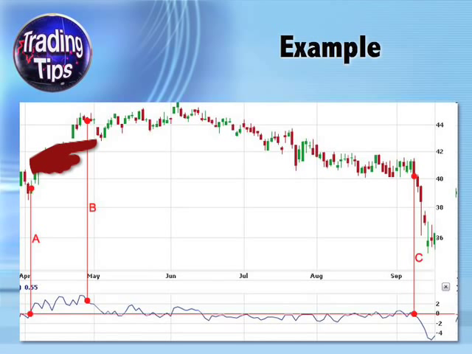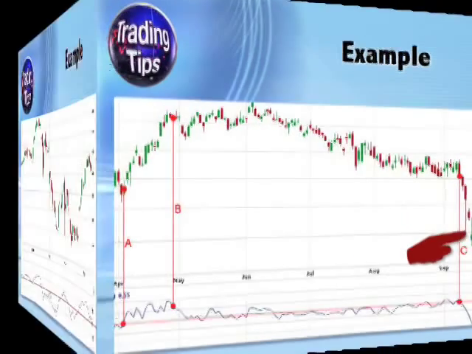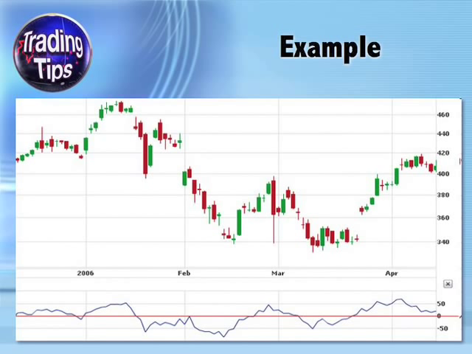Finally, let's take a look at point C. This is where the stock's ROC headed down and fell below equilibrium. And just look at what happened to the stock's price from there. Here's another example. See if you can spot the most significant ROC movements.